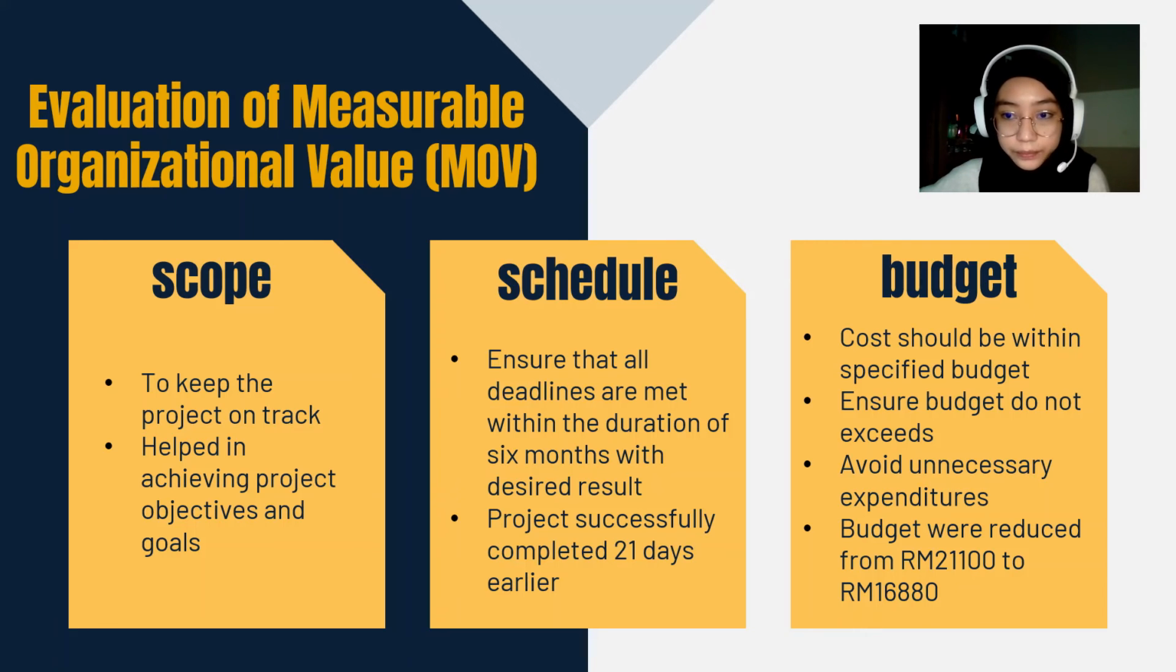First is scope. The importance of project scope is to keep the project on track as the project team members remain focused on the task. The project scope helps in achieving the project objectives and goals.